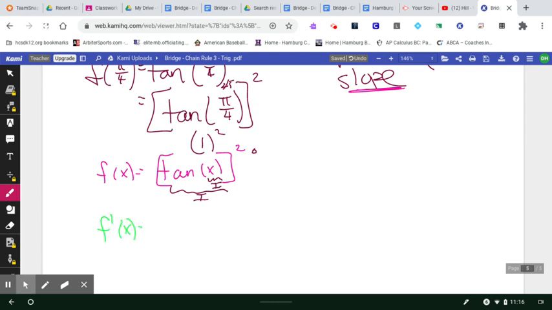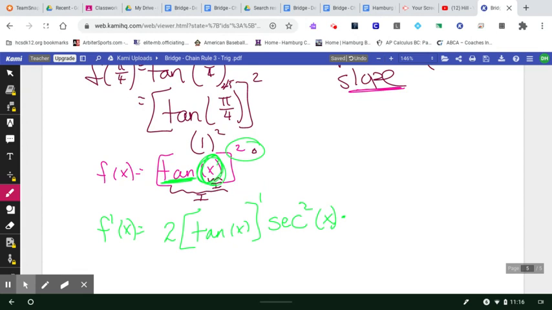Derivative of the outside, power, so bring that down, 2. Keep the inside to the first. Derivative of the first thing inside, so the derivative of tangent, one term squared, is secant squared. Keep its inside times the derivative of its inside. The derivative of x, of course, is just 1. So I have f prime of x is equal to 2 tangent of x secant squared of x. Now I have to carefully plug in pi over 4 to get that slope.